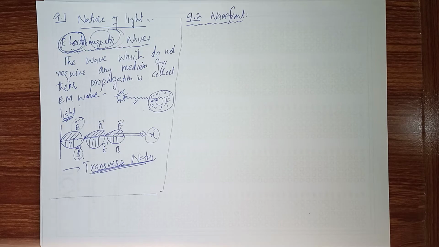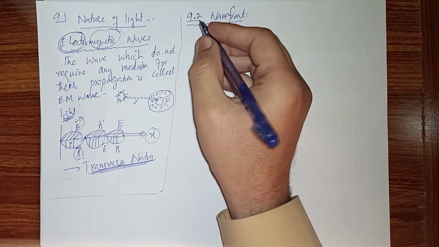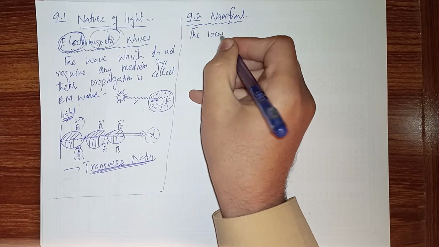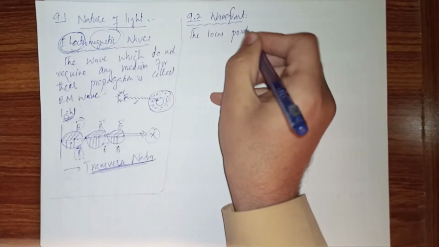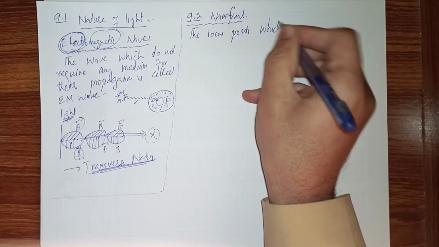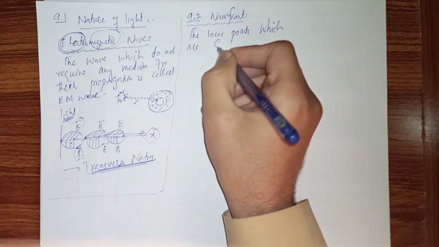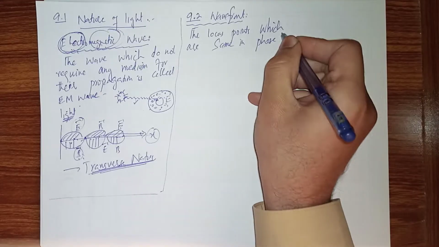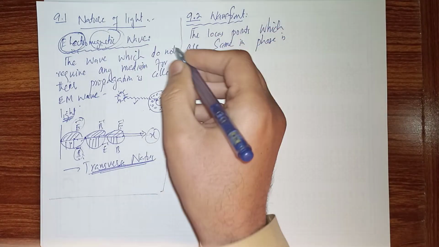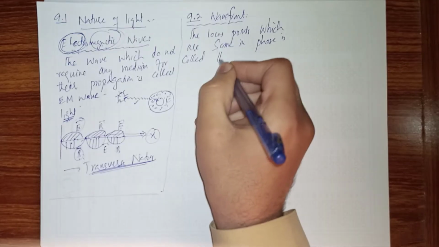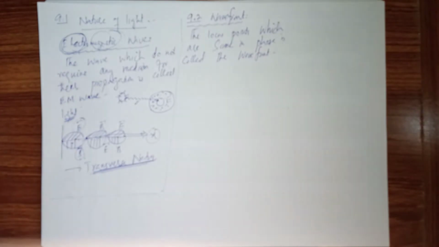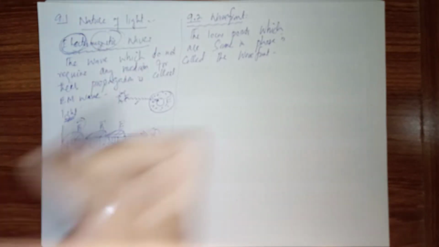Now, today we are studying another topic, that is 9.2 wavefront. First we are going to define the wavefront as the locus points which are same in phase is called the wavefront. Okay, the locus points which are same in phase, that is called the wavefront.